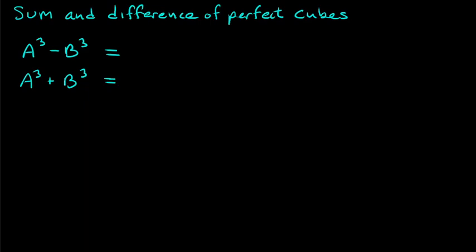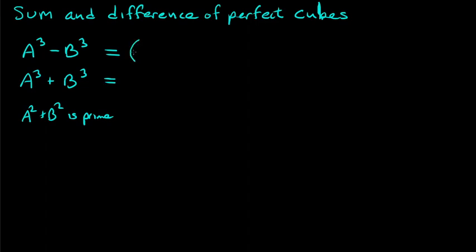Okay, so now that we've factored binomials as the difference of squares, now we can go on to perfect cubes. a cubed minus b cubed can be factored, and a cubed plus b cubed, be careful, it's not prime. It's only a squared plus b squared that's prime. But a cubed plus b cubed can be factored. And I'll just show you how to do it.